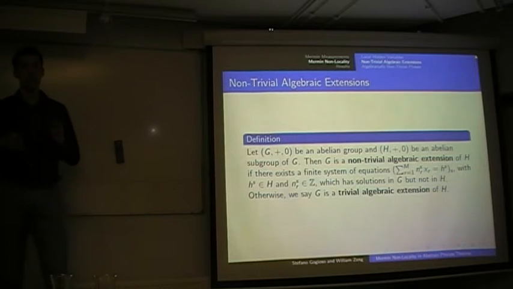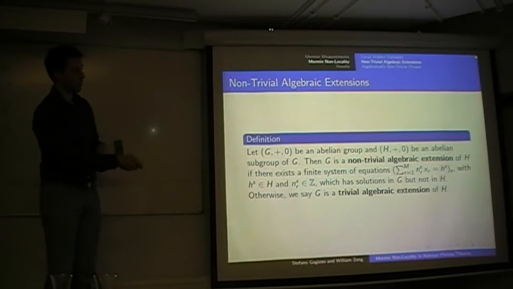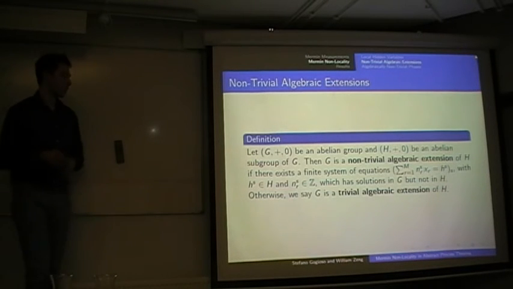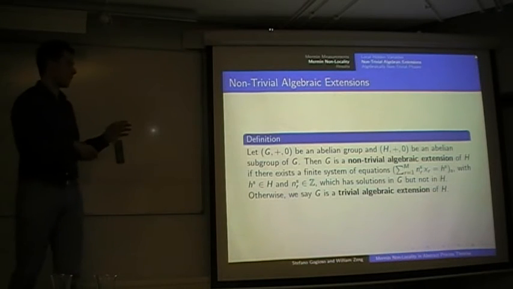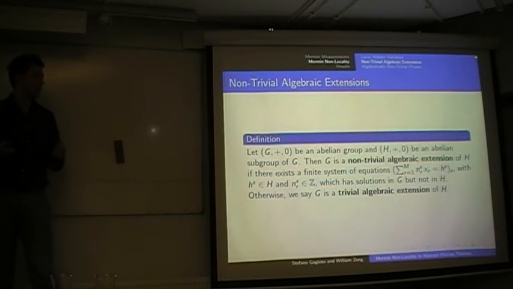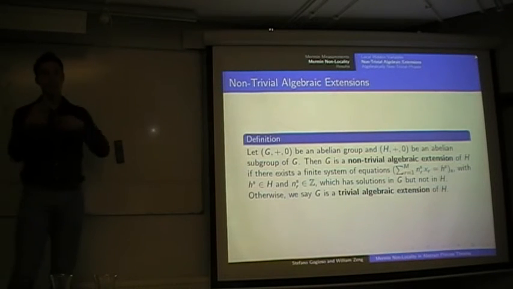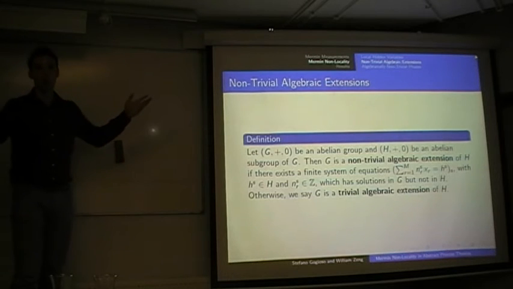We'll say that G is a non-trivial algebraic extension of H by introducing a finite system of equations over that group, with integer-valued equations. So we put some integer coefficients, and this is a sum in the group H, let's say, equal to an element of H. I'll read the whole thing. It's a non-trivial algebraic extension of H if there's a finite system of equations which has solutions in G but not solutions in H. And it's trivial if switching from H to G doesn't let you solve any more equations.